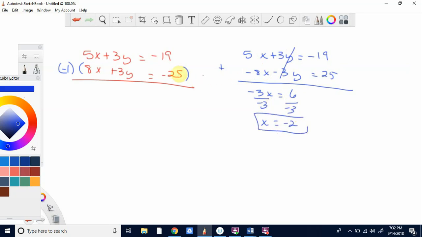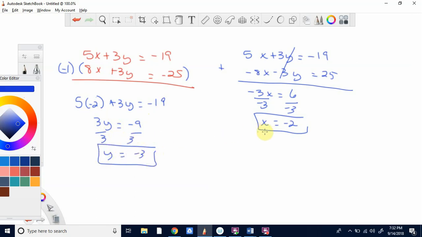Now I'm going to put it back into one of the original equations. It doesn't matter which one. Negative 2 for x, so I can solve for y. So I have negative 10, so I'm going to add 10 to both sides. So I get y equal negative 9. Divide by 3, and I get y equal negative 3.